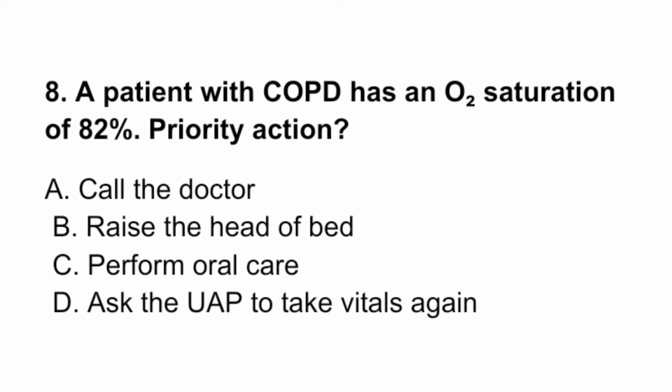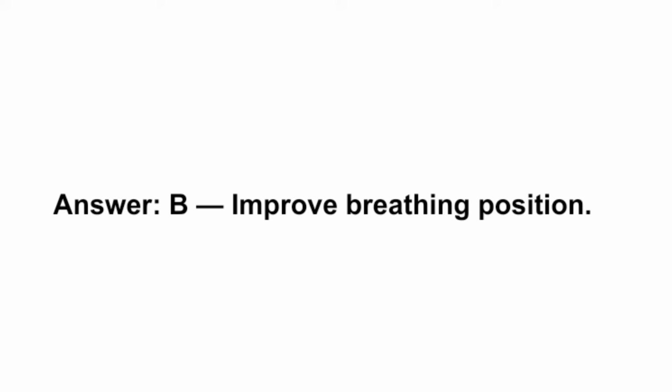8. A patient with COPD has an O2 saturation of 82%. Priority action. A. Call the doctor. B. Raise the head of bed. C. Perform oral care. D. Ask the UAP to take vitals again. Answer: B. Improve breathing position.